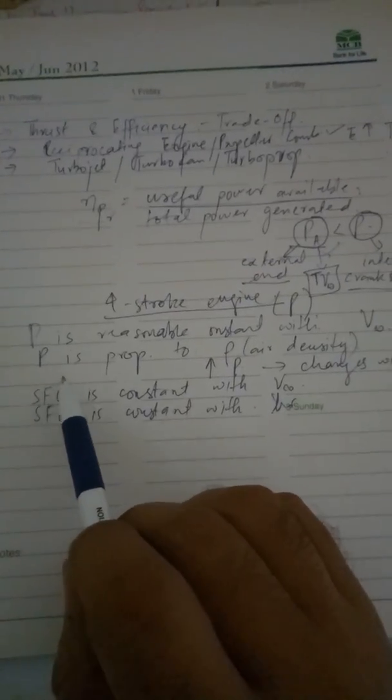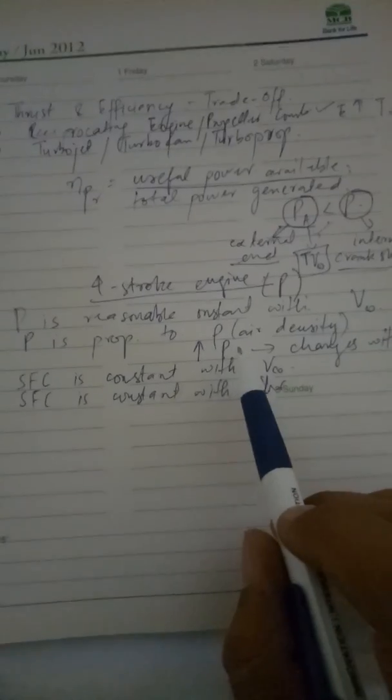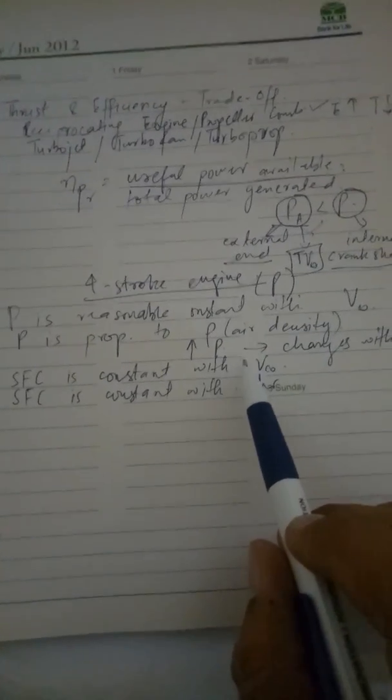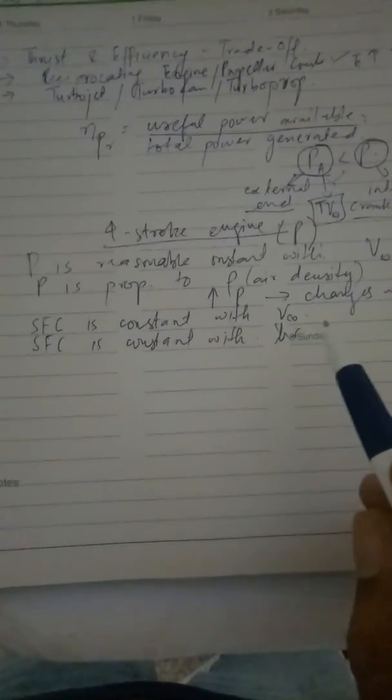That was the next video we discussed in detail, and we derived the relationship that P is reasonably constant with velocity, and power P is proportional to air density rho, which is directly related to pressure. When the pressure changes, it is related with height. Also, specific fuel consumption is constant with velocity and with altitude h as well.